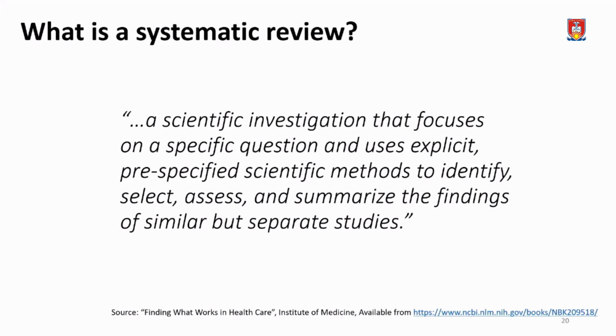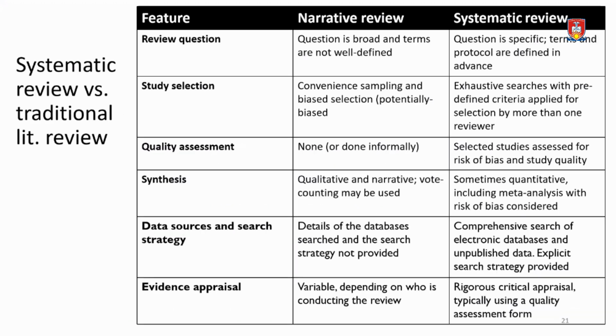So a specific question is what a systematic review is trying to answer, and it uses a specific, explicit, predefined method to identify, to select, to assess, and summarize findings. So there are specific methods that say, how do you identify your findings? How do you bring them together? There are guidelines and frameworks to follow to get that done.